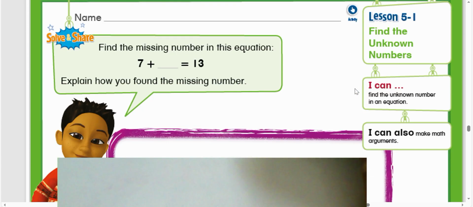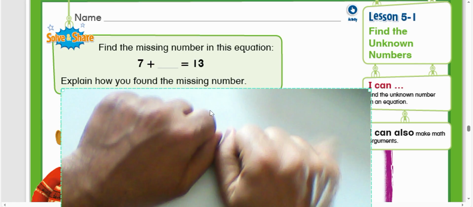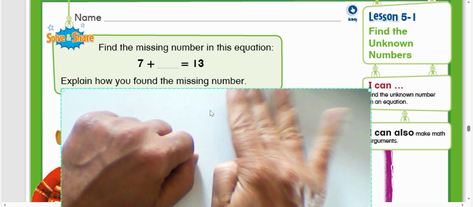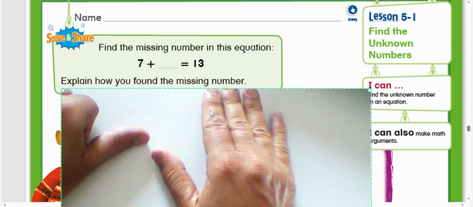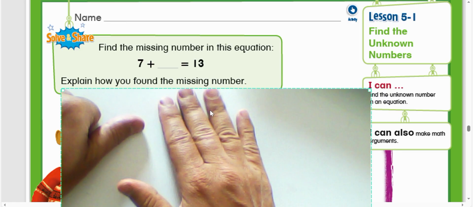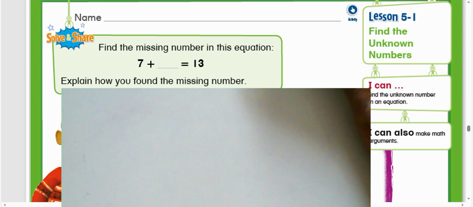Okay. Find the unknown number. You can find the unknown number in an equation. You can also make math arguments. 7 plus what equals 13? Count on your hand: after 7, 8, 9, 10, 11, 12, 13. Then we have 6 fingers. Okay, 6 fingers. 7 plus 6 equals 13.